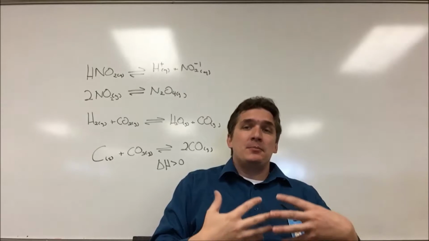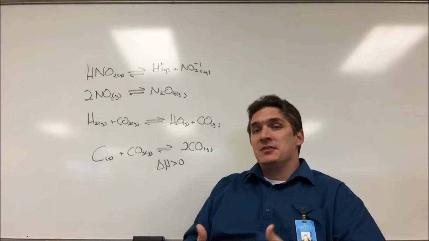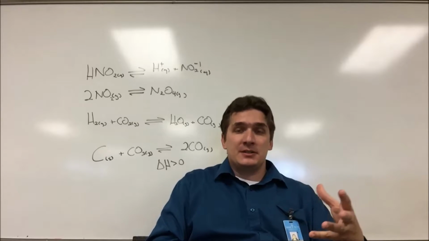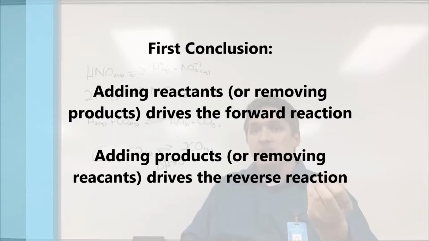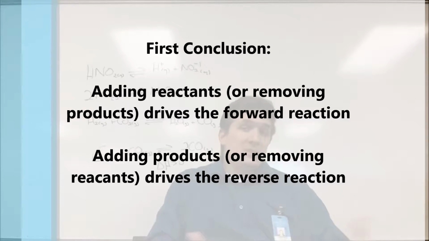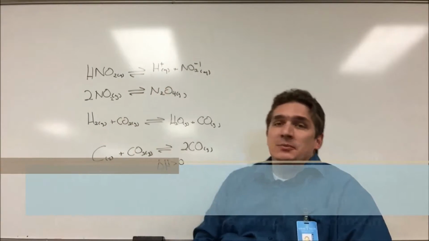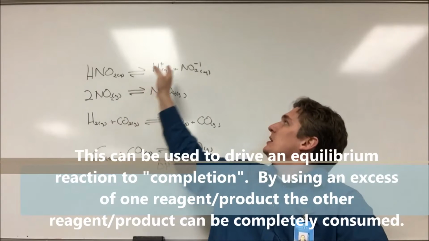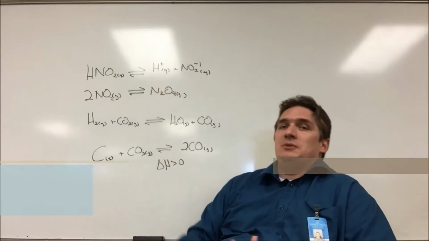So if we add products to a system, the reverse reaction becomes more favorable, and we're going to drive the formation of more reactants. That's the first idea with Le Chatelier. If you add reactants, you're going to drive the forward reaction and create more products. If you add products to the system, you're going to drive the reverse reaction and create more reactants. And this is a good way to drive a reaction to completion. If you want to completely remove all the NO2− from solution, all you have to do is add a whole bunch of H+, and basically you're going to eliminate as much NO2− as possible in order to compensate for the additional H+.